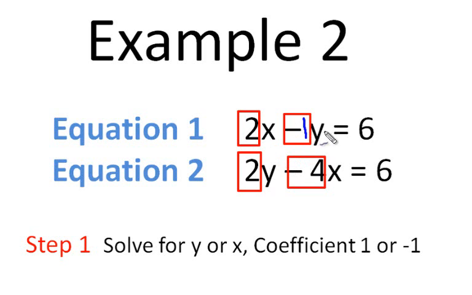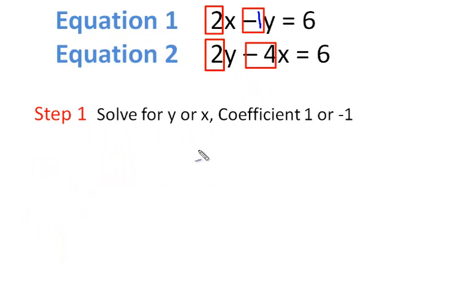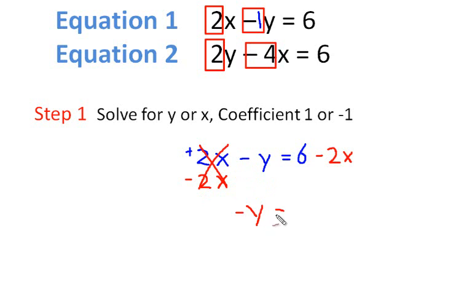So first I'm going to rewrite this equation down here below. So we have 2x minus y equals 6. And I'm going to solve for y. So if I want to get rid of this 2x, which is a positive 2x, I need to subtract 2x from both sides. So I'm going to subtract 2x from both sides. Okay, this term is going to get canceled out because I just subtracted it. Okay, I'm left with negative y equals 6 minus 2x.